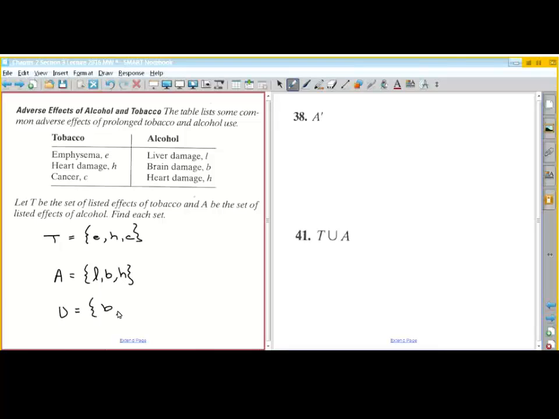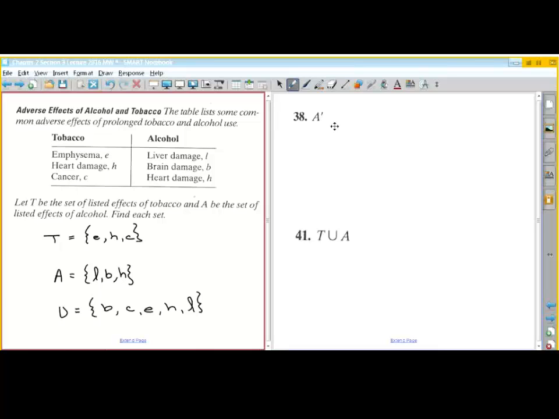So I'm going to do this in alphabetical order. So we've got brain damage, cancer, emphysema, heart damage, and liver damage. So that's our universal set. And so T is a subset of the universal set. A is a subset of the universal set.